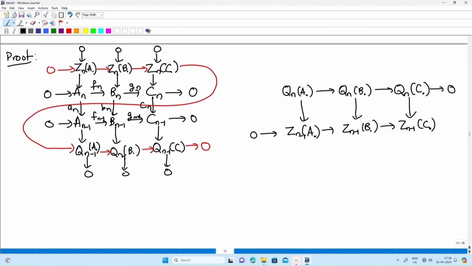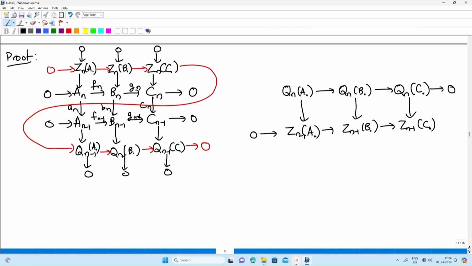Can you understand that? Qn a dot is the quotient of An. So from An we must have a map to Zn minus 1 a dot. Do you agree with that? If you look here vertically, around this point, there is little An minus 1 coming down. So the composition of An minus 1 with An is 0. Therefore, there should be a map from An to the kernel of little An minus 1, so a map from An to Zn minus 1 a dot.